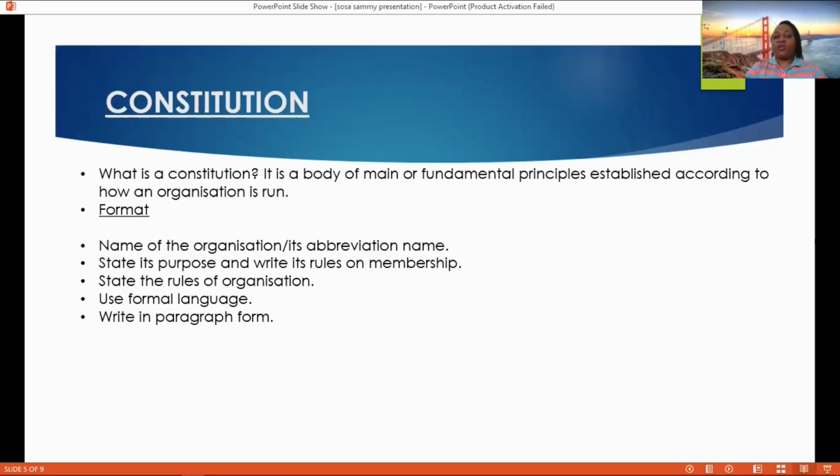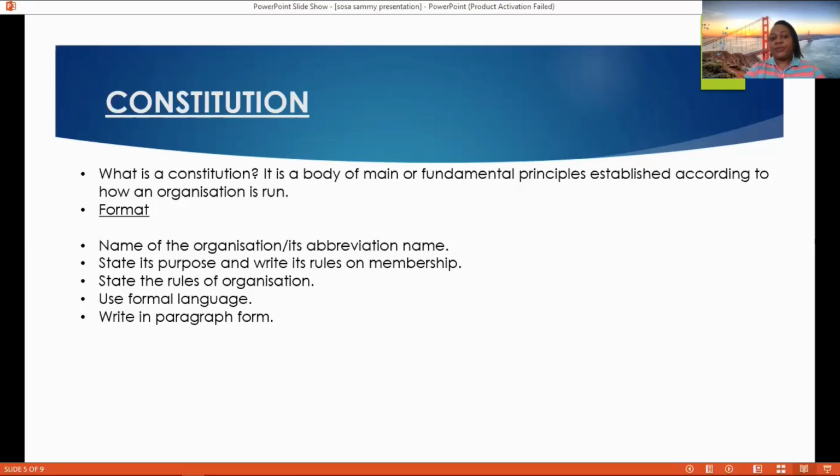Right, first of all, you need to write the name of the organization. The name of the organization. Say you have given your youth organization a name, Siakula, meaning we are growing. Its abbreviation name also you need to indicate first before you go down the constitution. The name must be stated clearly.